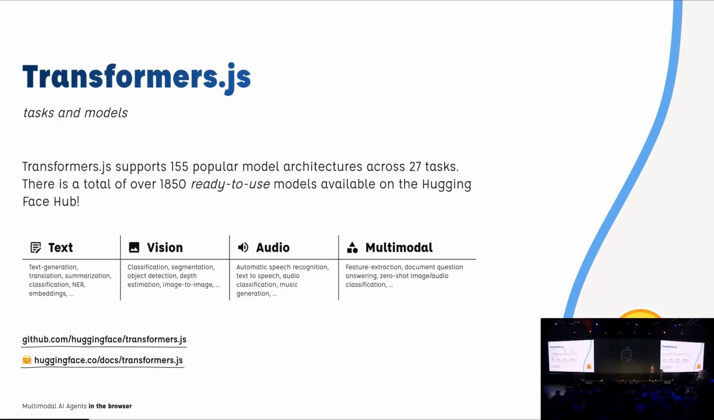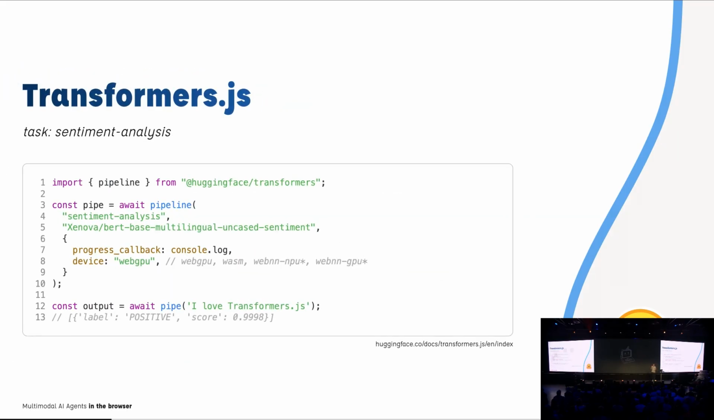Now the way it works is that we have around 155 popular model architectures across 27 tasks. That means there are around 1,850 ready-to-use machine learning models that you can just use in your JavaScript application. Most of the stuff you can just do with this pipeline, so you can import the pipeline function from Transformers.js. You can then define a task. In my case, for this example, I want to have sentiment analysis. If you want to, you can also define the model. So here I want the BERT-based multilingual model.